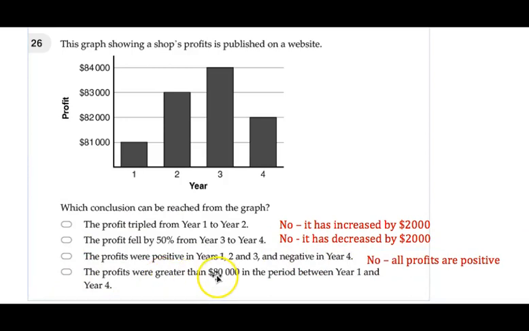The profits were greater than $80,000 in the period between year 1 and year 4, and yes, all these profits are greater than 80,000. Okay? So maybe what you should really do is just read them all quickly, and we can clearly see that the fourth response is correct. So just shading the fourth response.